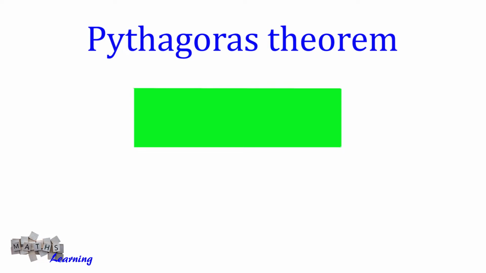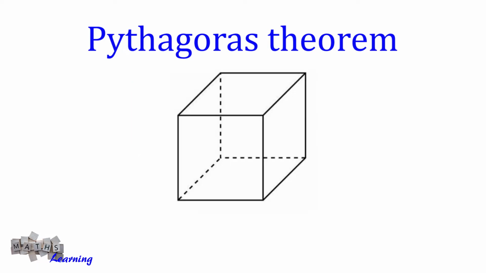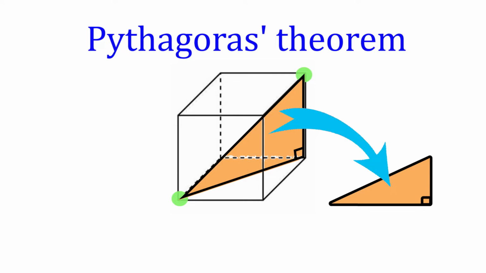For example, a square or rectangle split diagonally will produce two right angle triangles. Or if you have to work out the distance between these 2 points in this cube, then by dissecting it, you will see that there is a right angle triangle in there.